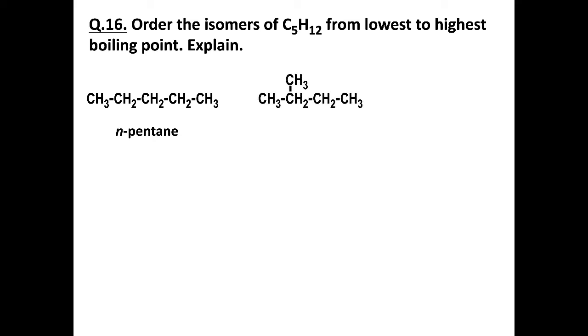Now we can also have 4 carbons in a chain, 1, 2, 3, 4 carbons bonded to each other, and then the 5th carbon branches off of that 4-carbon chain.